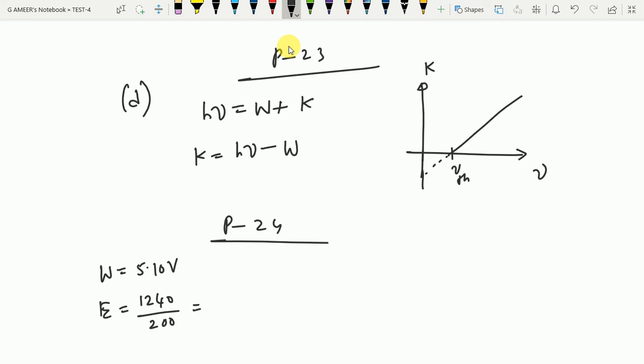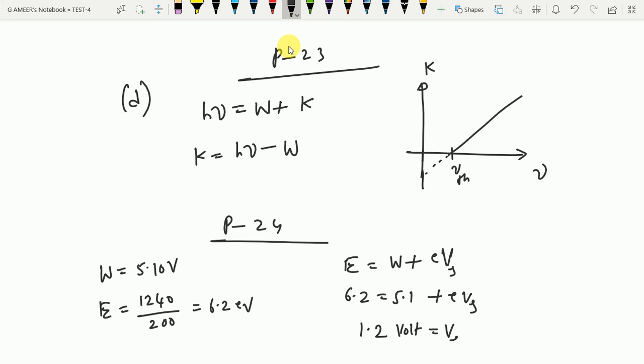So that means 6.2 electron volts. Now we need to calculate the stopping potential. E is equal to work function plus stopping potential. E is given as 6.2, it is 5.1 plus the stopping potential. So automatically it will come as 1.2. It will come as 1.2 volt.